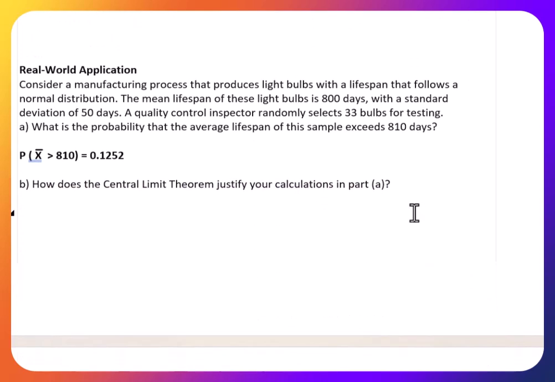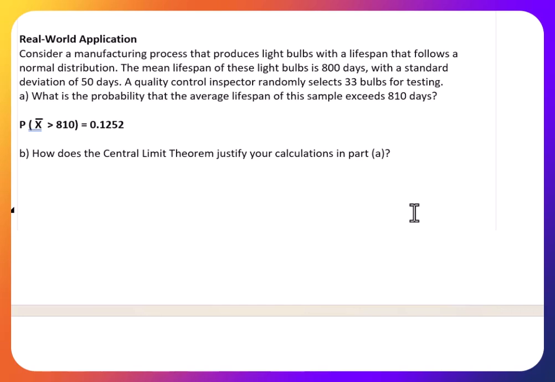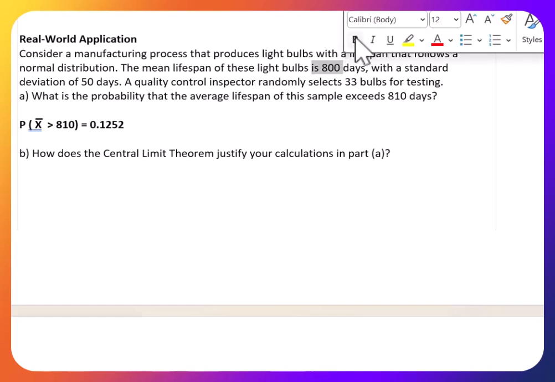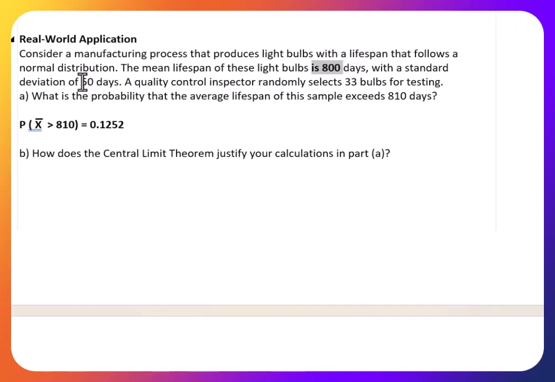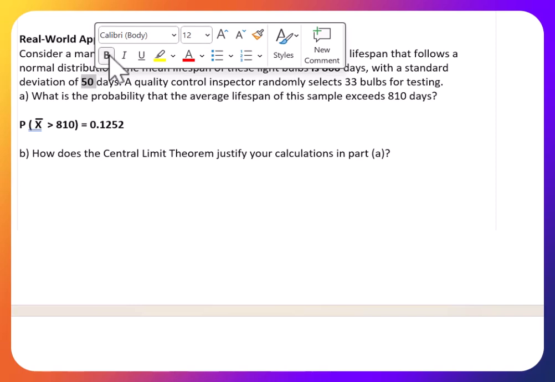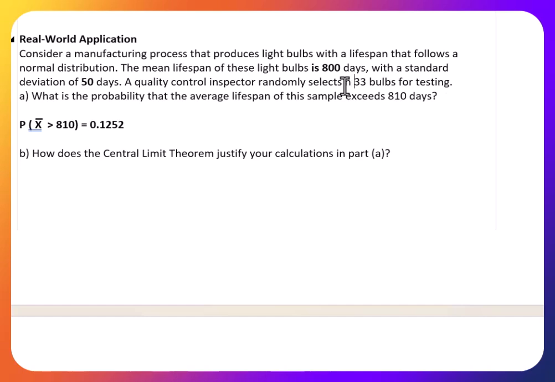Real world applications. Consider a manufacturing process that produces light bulbs with a lifespan that follows a normal distribution. The mean lifespan of light bulbs is 800 days and the standard deviation is 50. A quality control inspector randomly selects 33 bulbs. So this is n, guys, equals 33. So we have a sample size for the test. What's the probability that the mean lifespan of this sample exceeds 810? So he wants the probability of x bar greater than 810.